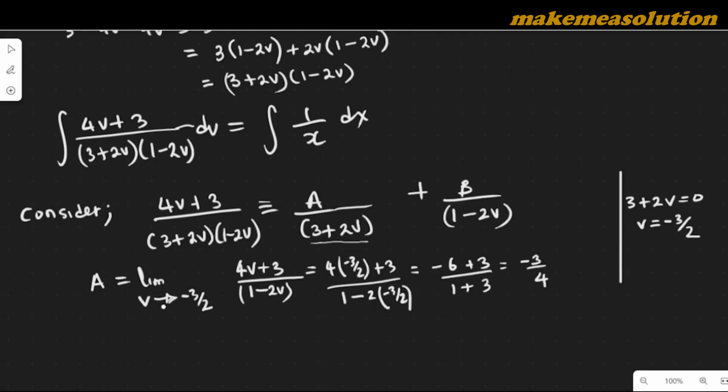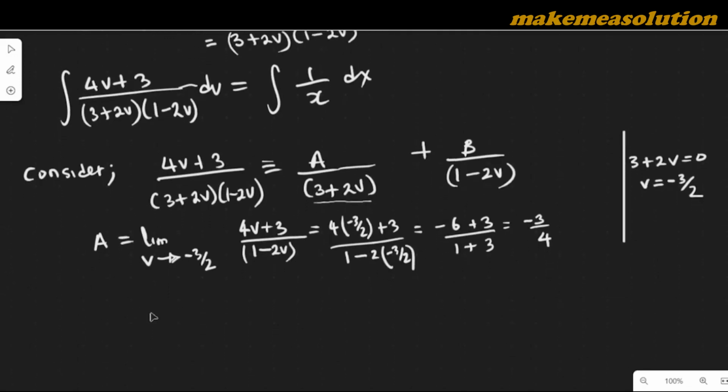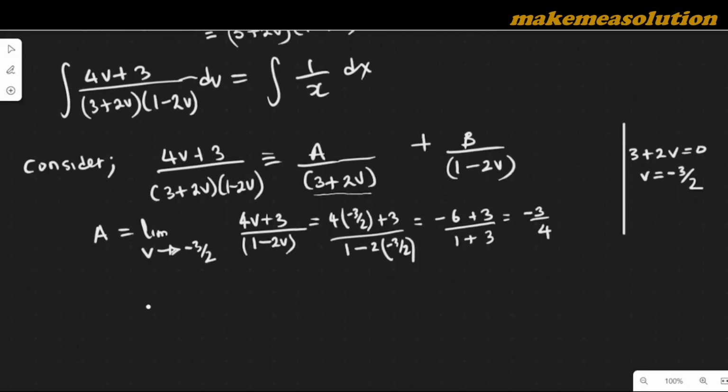That's A. Negative 3 over 4. That's A. So let's go ahead to find B. So B is going to be the limiting value as v approaches what? Thank you very much. V is going to approach this time around 1 over 2. Because if we make v 1 over 2, then this linear factor is going to be 0.